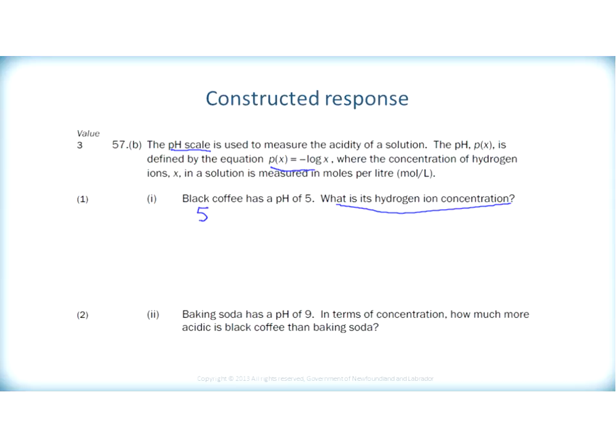So 5 goes in for the pH: 5 equals negative log x. And we're going to move the negative to the other side. Negative 5 equals log x. And now we can change to exponential form. This is base 10. So that would be 10 to the power of negative 5 will equal x. And here we have 0.00001 equals x. So x equals 0.00001 mole per liter.